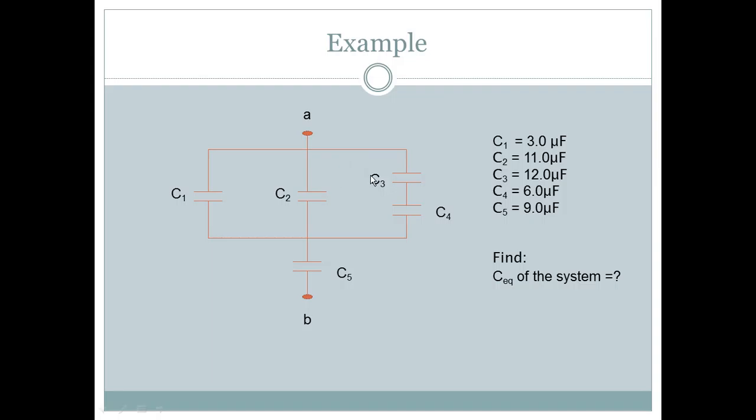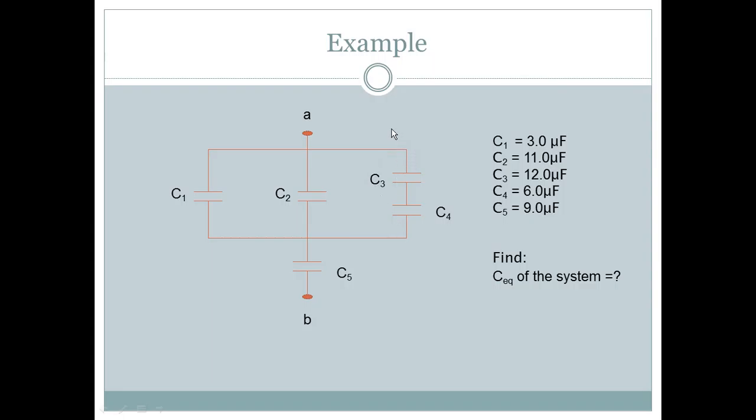Okay, so probably you could start with combining C sub 1 with C sub 2, or you could also start with combining C sub 3 with C sub 4. Try to notice that C sub 3 and C sub 4 are connected in series. So you will be applying the formula for series for the combination of C sub 3 and C sub 4.